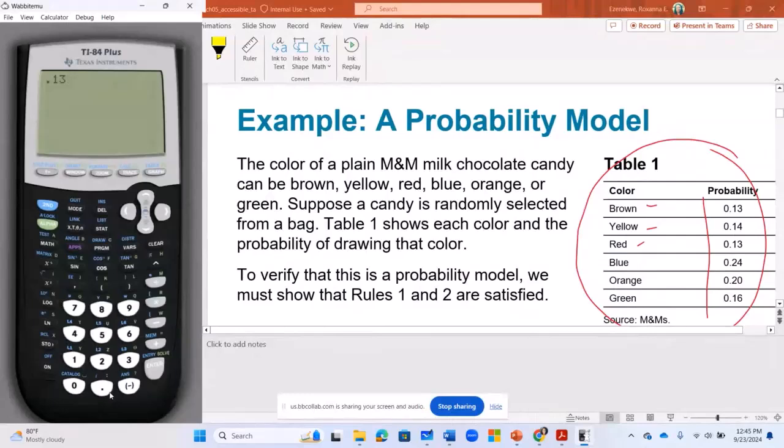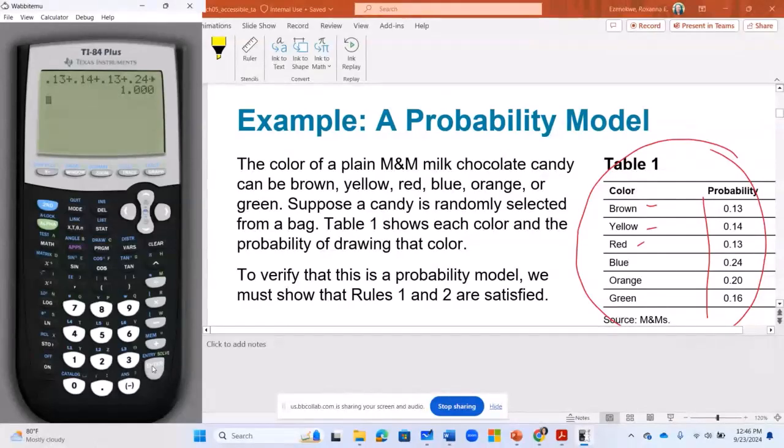0.13 plus 0.14 plus 0.13 plus 0.24 plus 0.2 plus 0.16. All right, if I did the addition correctly, if I add them up, the answer must be 1.